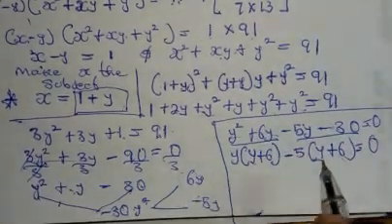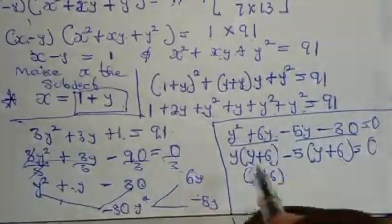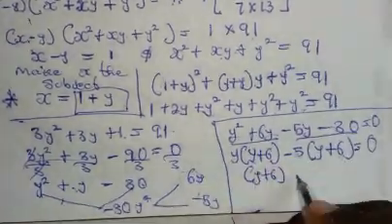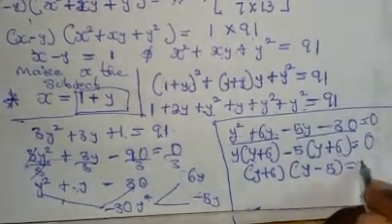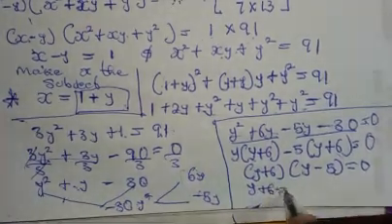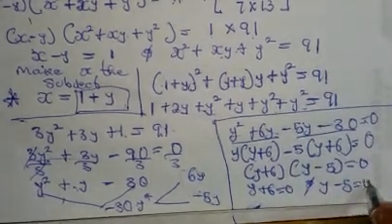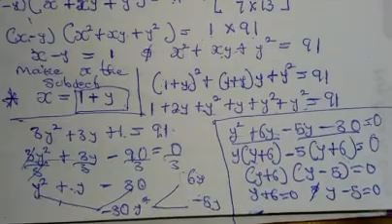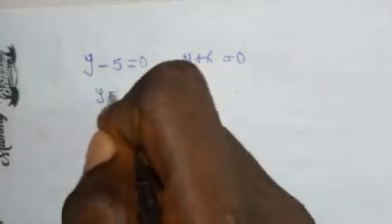So factor out what is common. We have y plus 6, and the one outside here we are going to put into a bracket, which is y minus 5 equals 0. This implies that y plus 6 is equal to 0, and also y minus 5 is equal to 0. So opening to the next page, you can say y is equal to 5 here, and also minus 6.